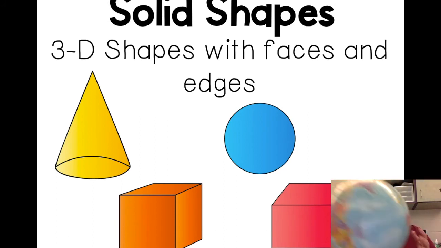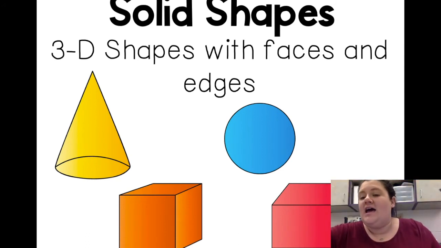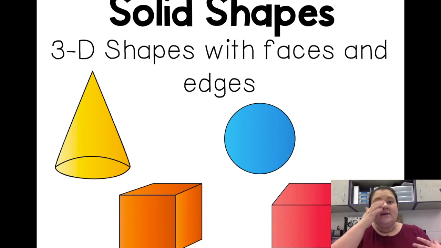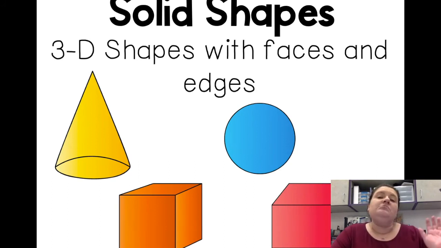Same with this globe. This globe is also a solid shape because I can turn it and I can see all the way around it. It's not laying flat at all. Now, when you're looking at a picture of solid shapes, if you look at this cube right here, it's light over here, but it's a little bit darker. That's because the person who drew this made sure to shadow in so that it gives the picture a little bit of depth. So you know that there's more to this shape than just the 3 squares that you see up there.